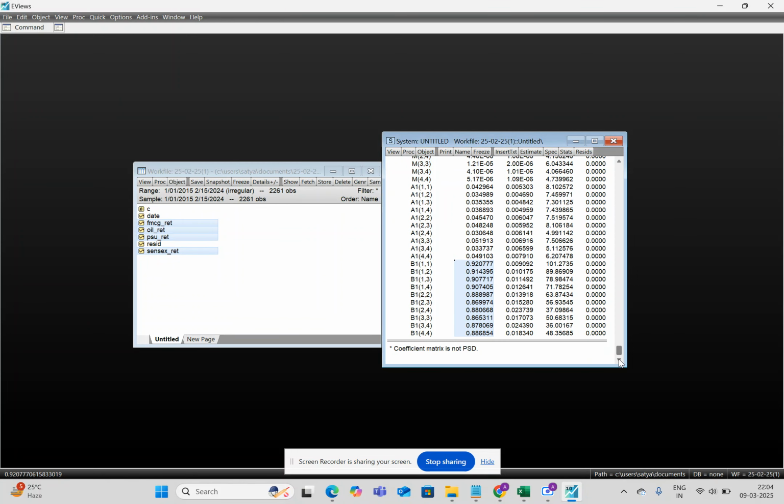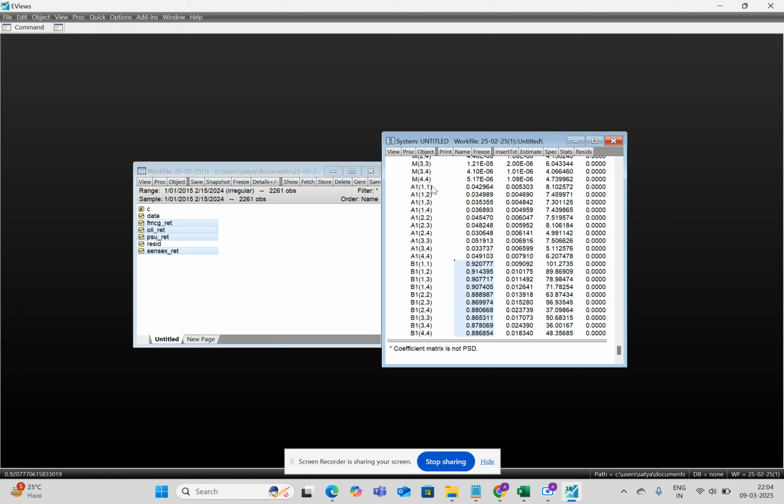Now, let us understand this: A11, sorry, one was Sensex in our case. I'm sorry. One means Sensex with Sensex, right? The news impact on that. 1 2 is Sensex with PSU. 1 3 is Sensex with oil. 1 4 is Sensex with FMCG. Similarly, 2 2 is PSU with PSU, 2 3 is PSU with oil, 2 4 is PSU with FMCG. So you have to understand like that.